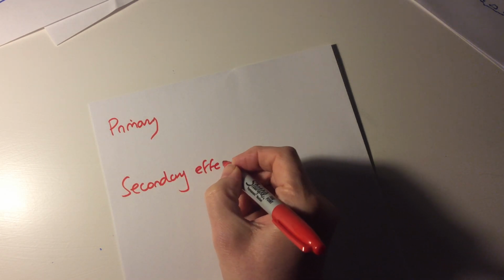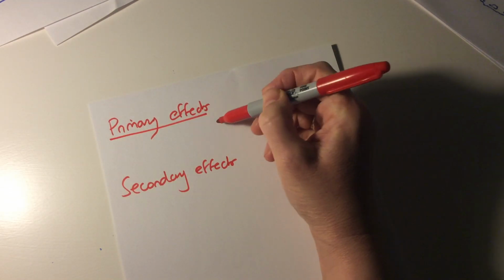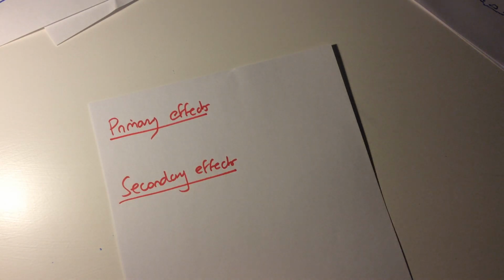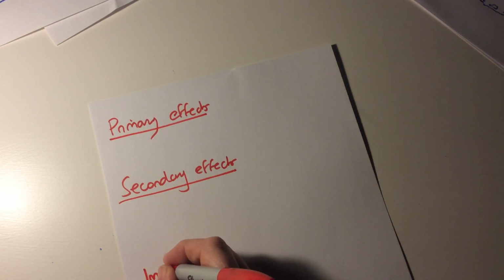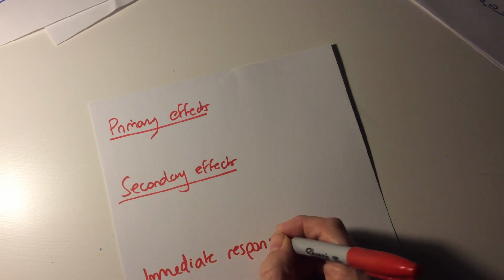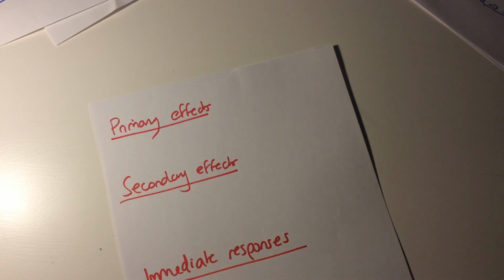This is what happened due to the storm, and then what happened as a secondary effect of the primary effects. We're also going to think about immediate responses, and then we're also going to think about long-term responses, and both of those are very important.